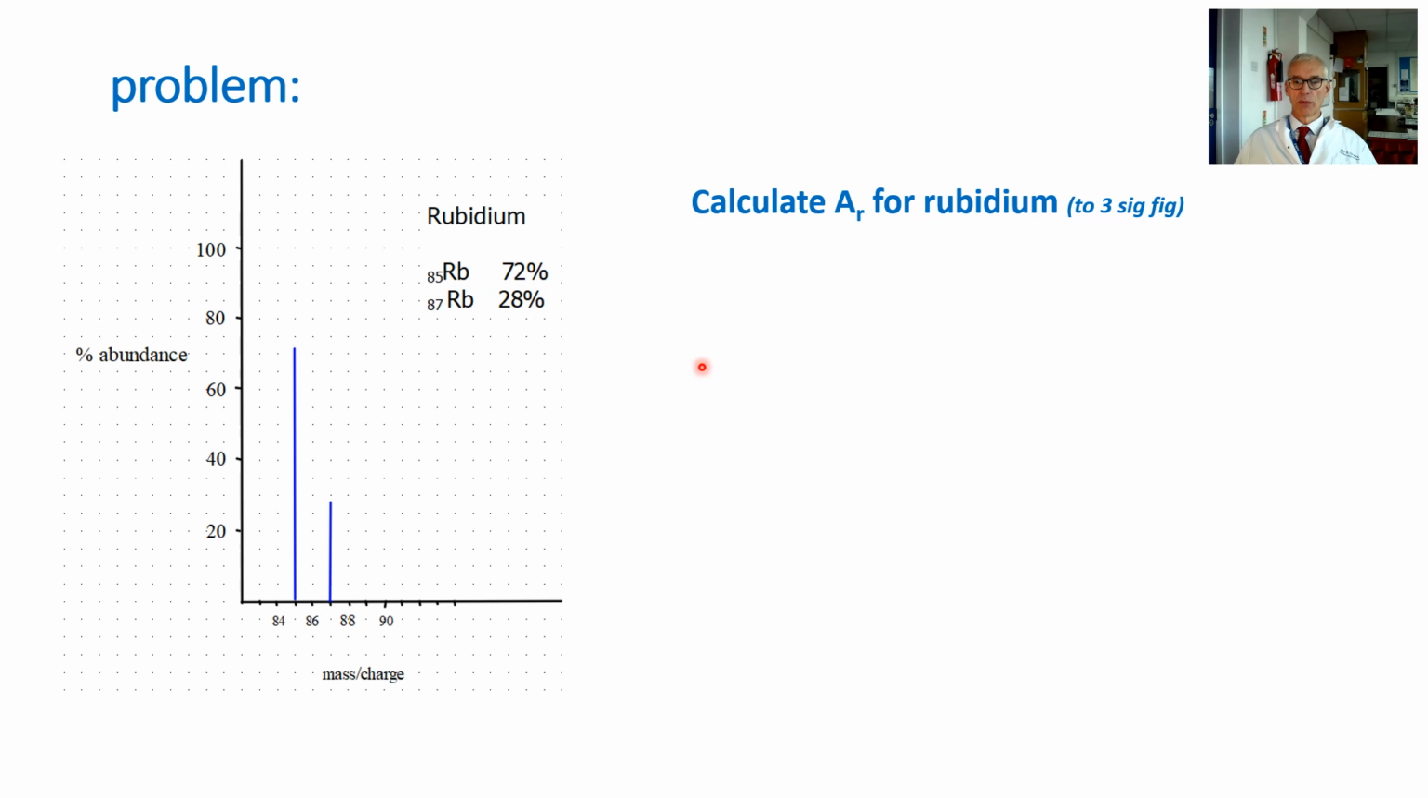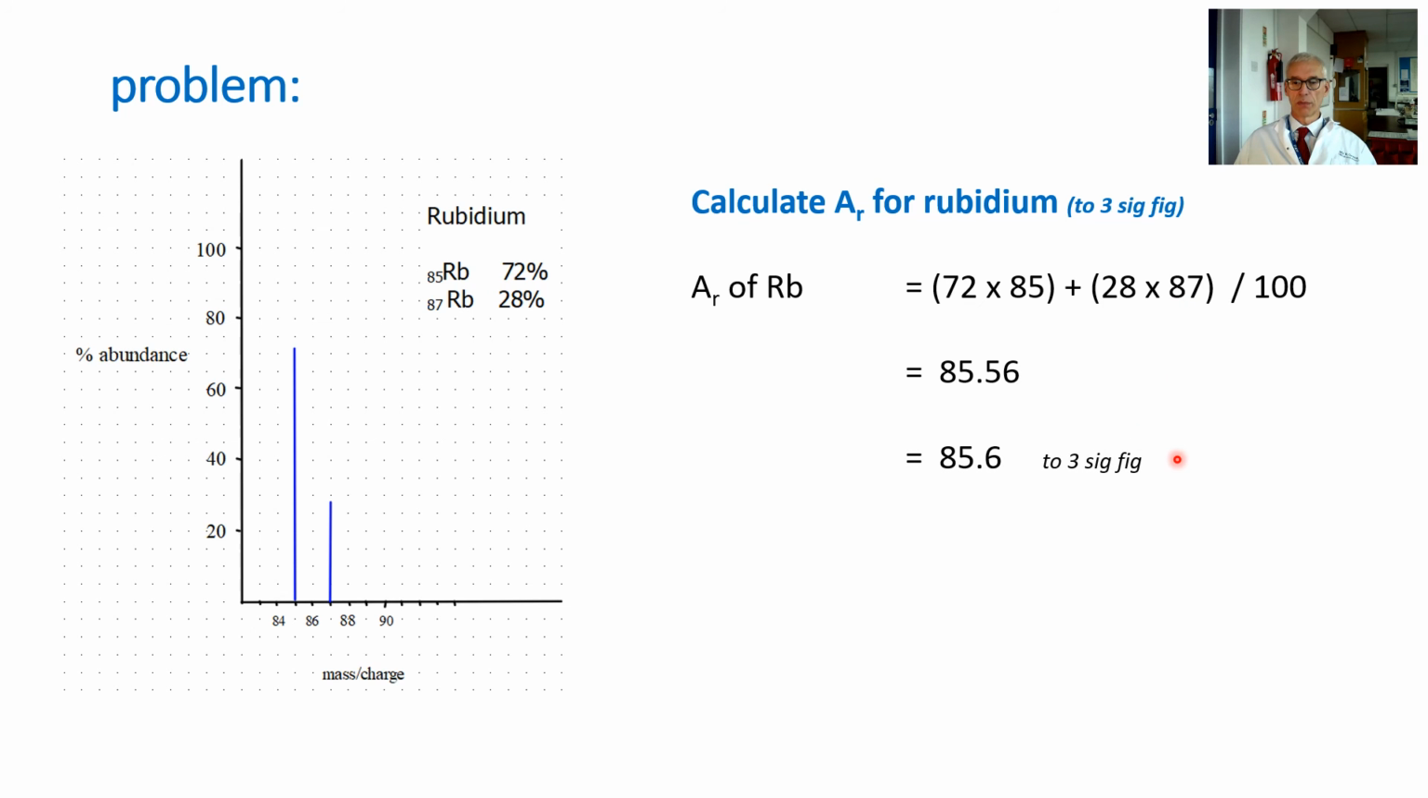Okay, so let's have a look at some of the working. So it's 72 times 85, plus 28 times 87. The number of items is 100, so divide by 100 gives you 85.56. Is that an appropriate number of significant figures? Well, the question asked you to solve to 3 significant figures. So 3 significant figures would be 85.6.